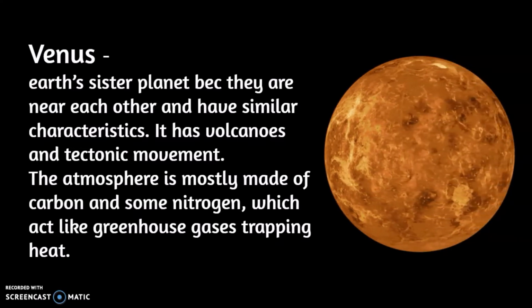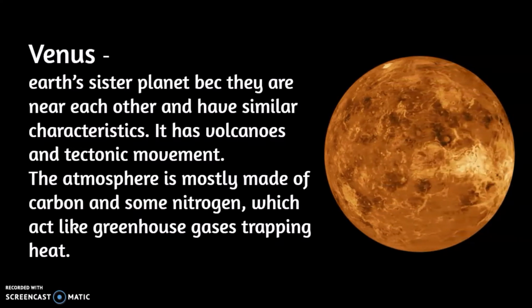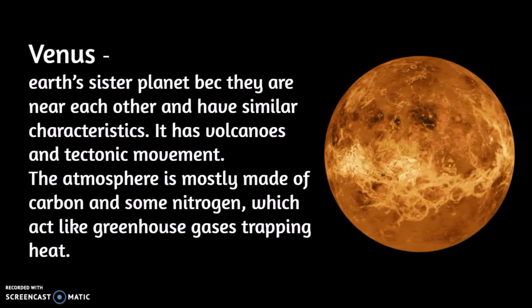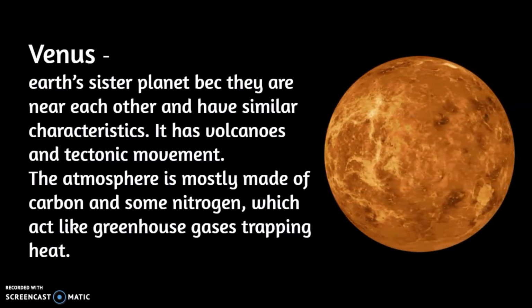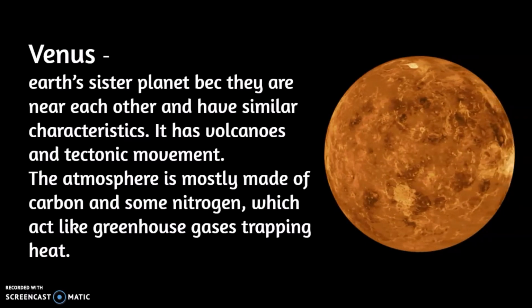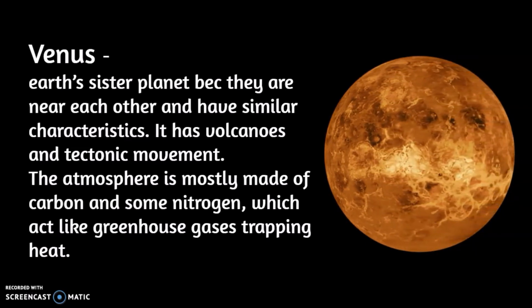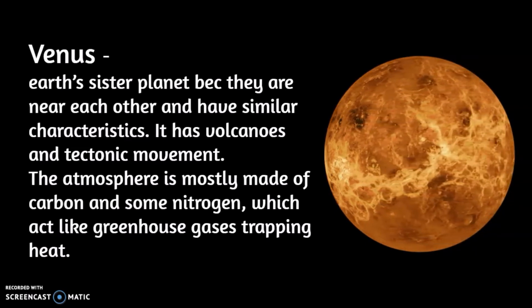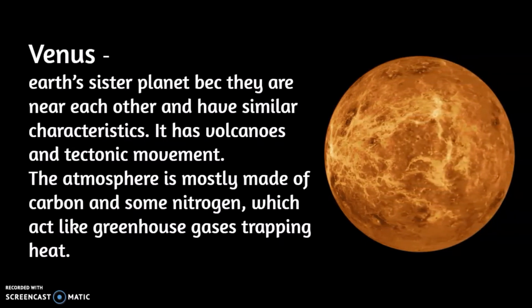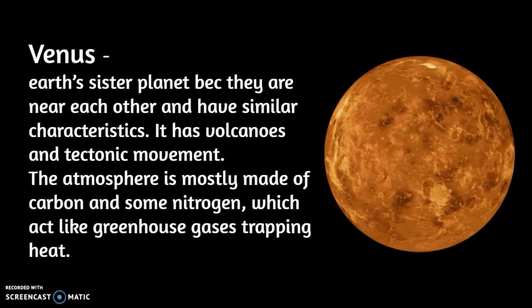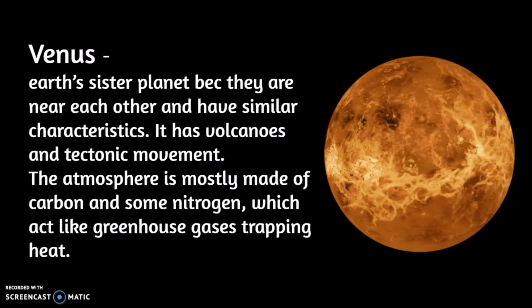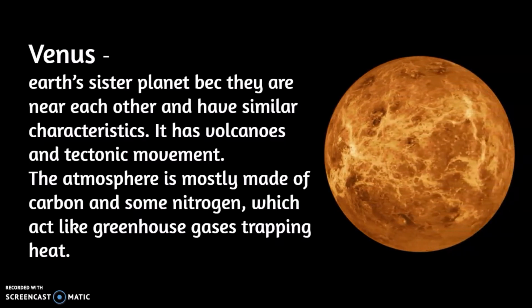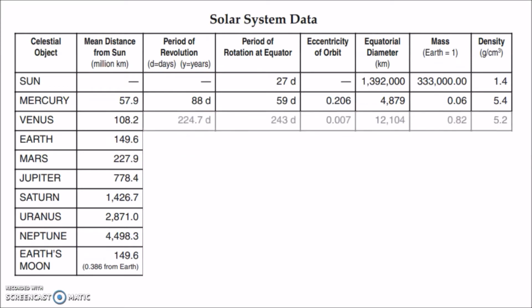Venus is the second planet from the Sun, and it's called Earth's sister planet because they are near each other and have similar characteristics. Venus has volcanoes and tectonic movement just like Earth. In 1985, a weather instrument was put in the atmosphere near Venus, and it showed that Venus' atmosphere was made mostly of carbon and some nitrogen, and they act like greenhouse gases which trap heat, making the temperature on Venus very hot.